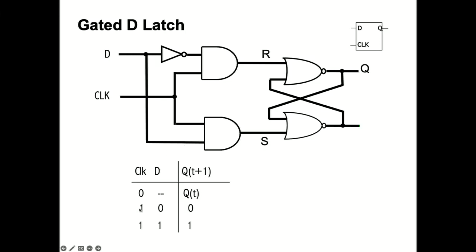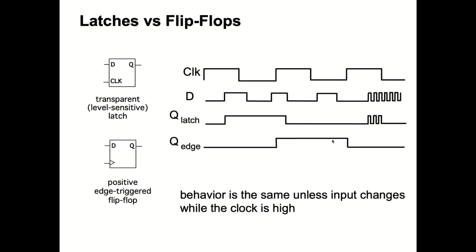Okay, and this would be the table that summarizes. When the clock is 0, it doesn't matter what D is, you're going to stay the way you were. When the clock is 1, though, whatever change you see on D will affect RS. Not just at the edge, but any time the clock is high. This is not edge sensitive. Right? So a latch is different from a flip-flop. We've been using flip-flops, edge-triggered devices, this quarter. It makes our life easier.